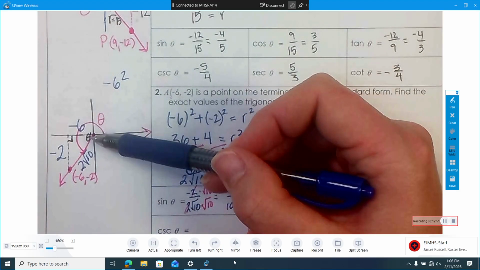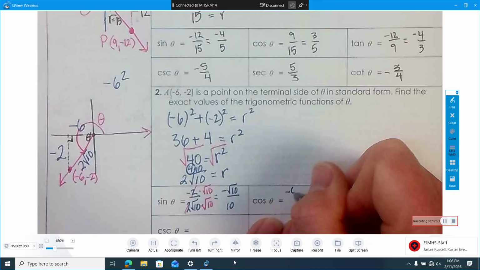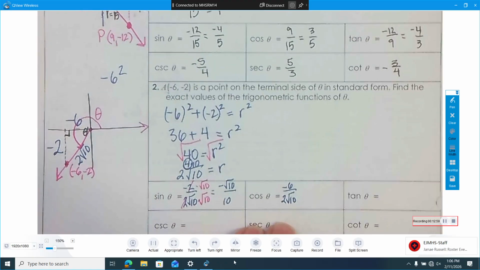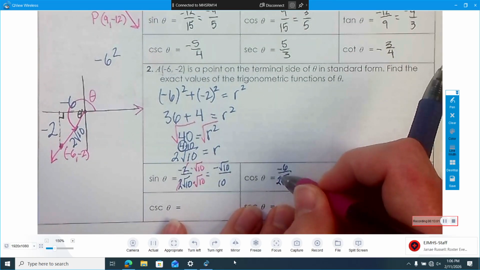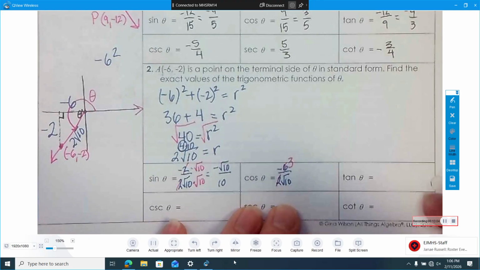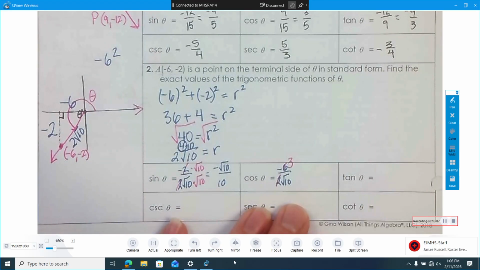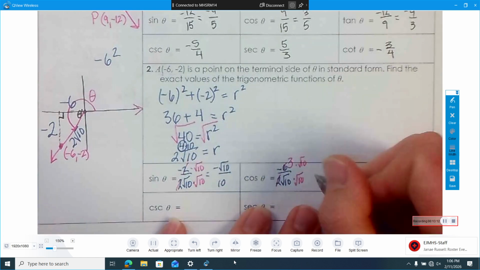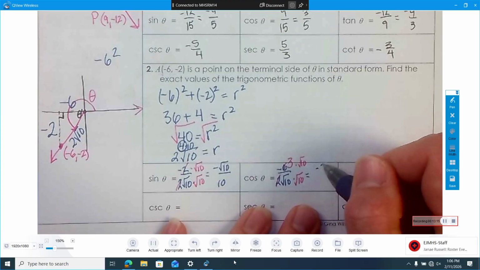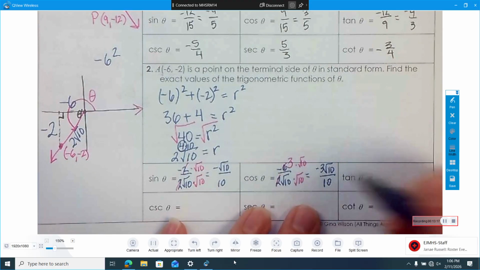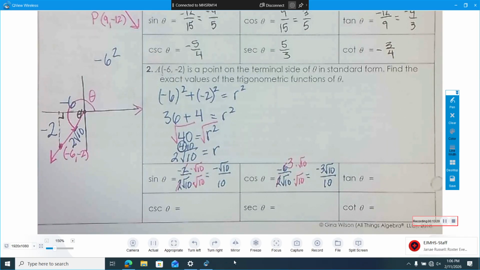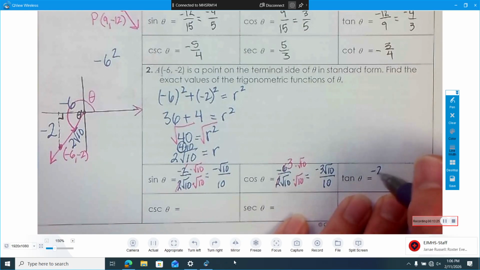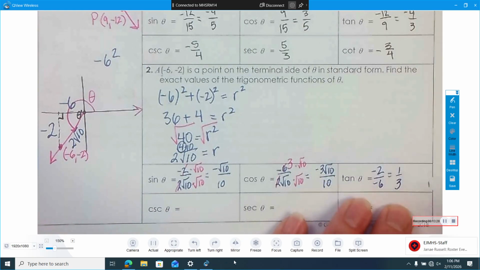Cosine, according to little baby angle theta, negative 6 over 2 root 10. Tell me about the 6 and the 2. They can reduce? Yeah, the 2 and the 6 reduce. And then I do need to rationalize, so I'm going to multiply by radical 10 on top and bottom. And so we get negative 3 radical 10 over 10. And tangent, according to my little angle, negative 2 over negative 6, which is 1/3.